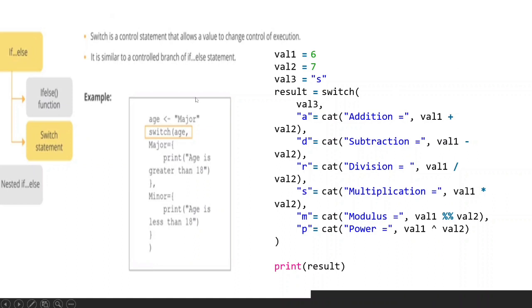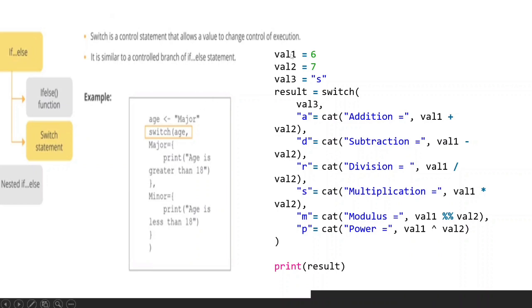When the age is major, inside the switch the age contains major, so after the comma there is one case, major, that gets executed. If the age is minor, another case follows, separated by a comma. So you can have multiple cases just by separating them with commas.